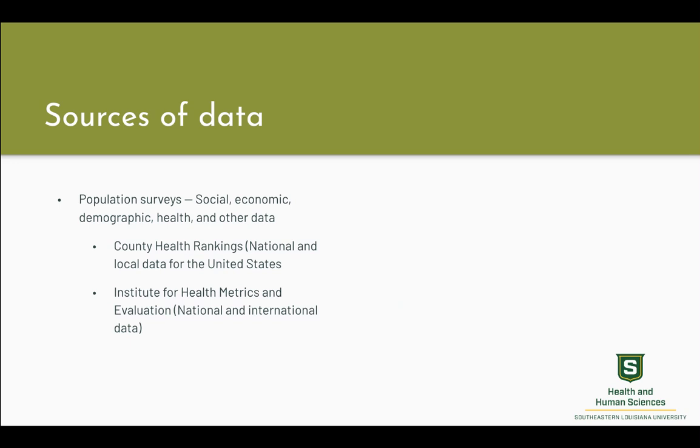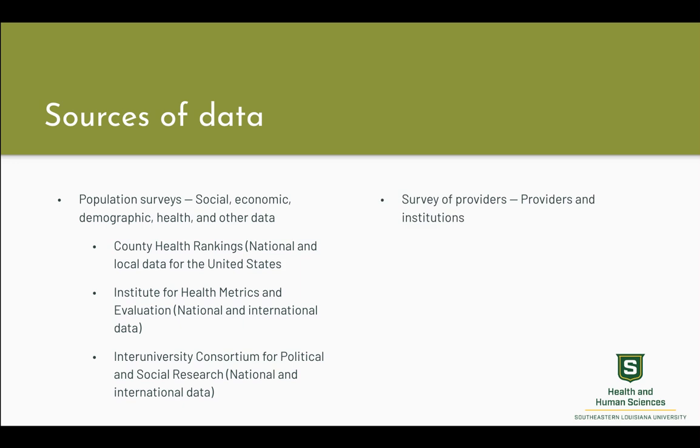Another example would be the Institute for Health Metrics and Evaluation, which gives you national and international data. You can also get population surveys from the Inter-University Consortium for Political and Social Research. So these are some examples of population surveys. There are so many more than these three that I just listed, so it's not limited to these three. You can also survey providers and institutions.